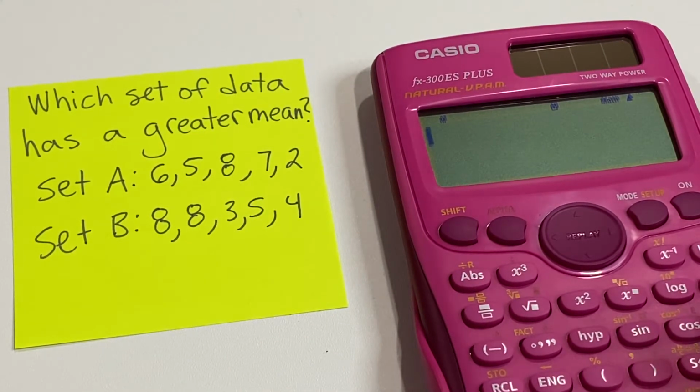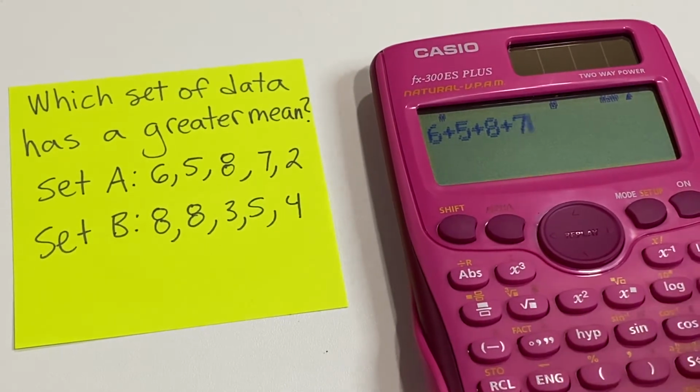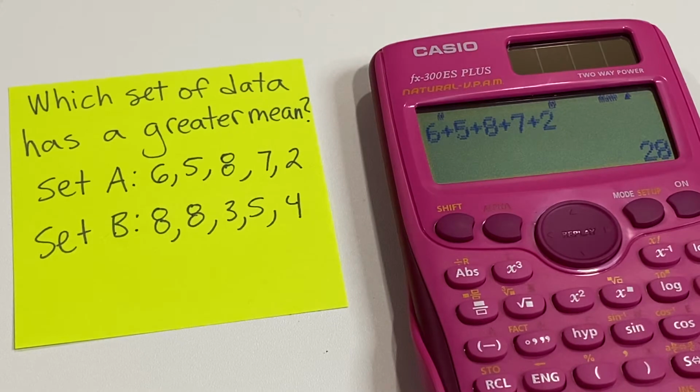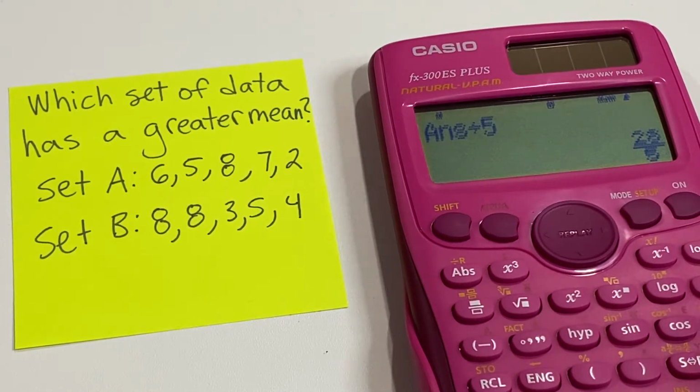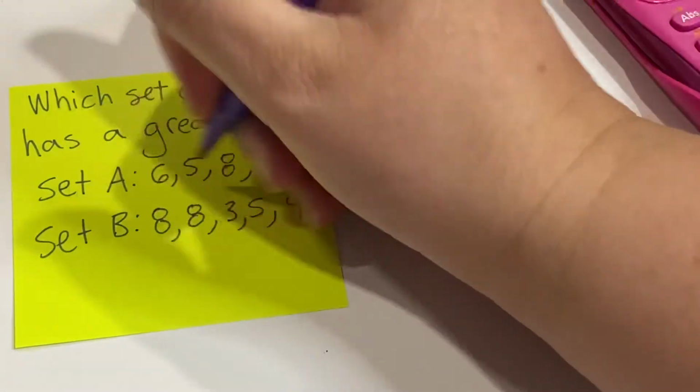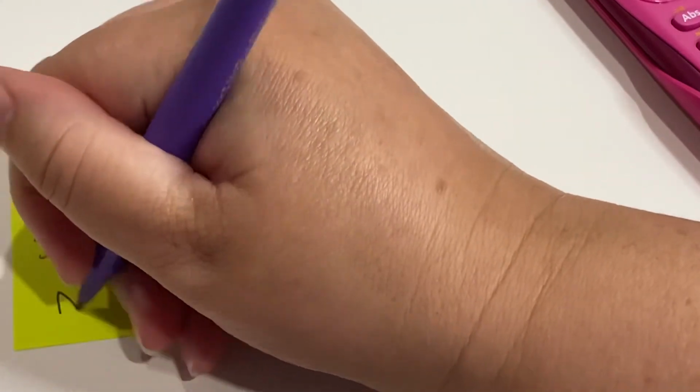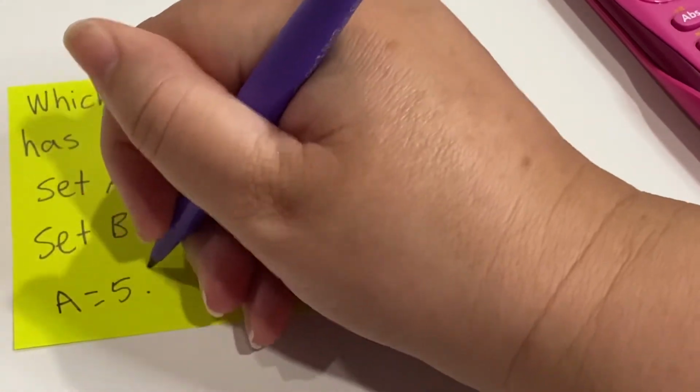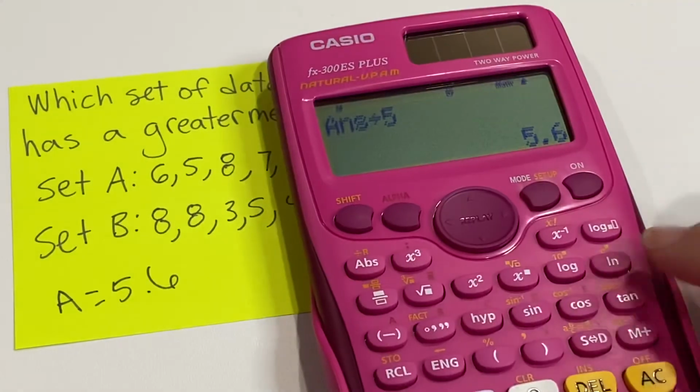We could have done this in our head, but now that I have this here, we're going to do 6 plus 5 plus 8 plus 7 plus 2, and we get 28, and we're going to divide that by 1, 2, 3, 4, 5. So 5.6. So we'll make a note of that right here, that this one, A, was equal to 5.6. Okay, and now let's do B.